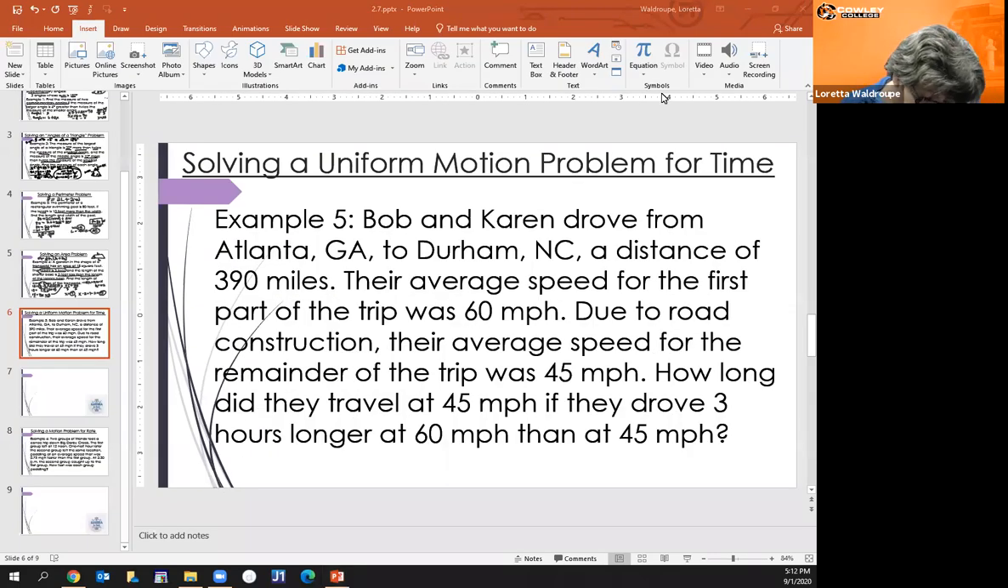This is your second lecture for 2.7. Bob and Karen drove from Atlanta, Georgia to Durham, North Carolina, a distance of 390 miles. So they drove 390 miles.